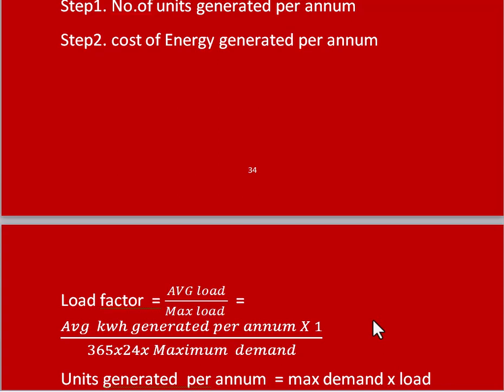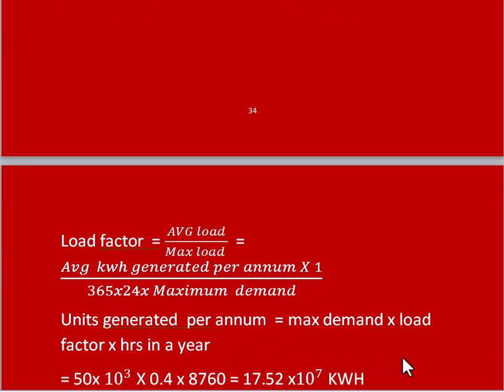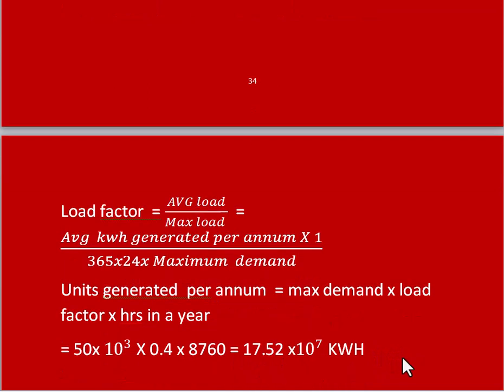We know that load factor is nothing but average load divided by maximum load, and that average load can be written as average kWh generated per annum divided by 365 into 24. So from this, the average kWh units generated per annum is given by maximum demand into load factor into hours in a year.